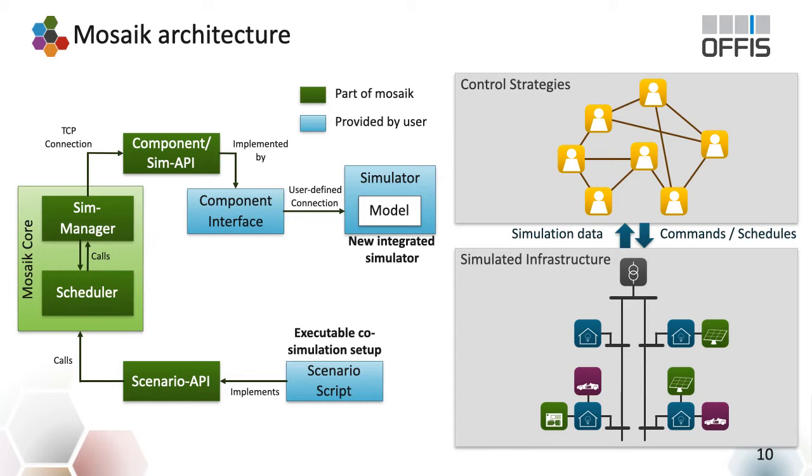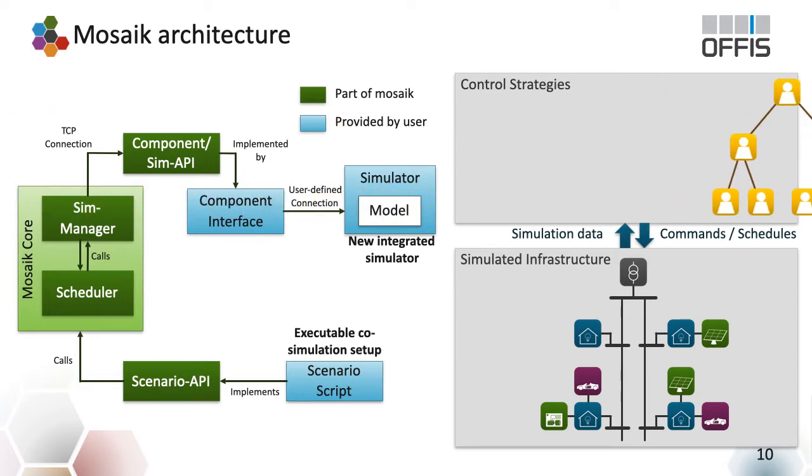So we spoke about these bottom parts of the scenario API and the scenario script. And now I want to speak about the upper part here, about the component or simulation API and the interfaces to integrate your own simulators, your own models in a Mosaik simulation. And here on this overview slide, it's maybe using this control strategy with a multi-agent system to control the electric grid, or to control all the actors in the electric grid. Maybe you want to have a look at a different control strategy, maybe something hierarchical as this strategy here.